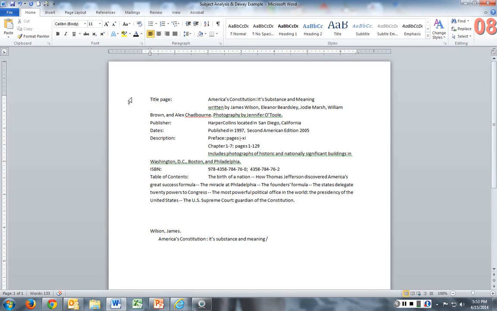Now, if I go back to my title page, it says written by James, Eleanor, etc. So what of that do you include? Well, I could include everything. I could include written by James, or I could just include by James. And either one would have been correct. I would have accepted it either way. I'm going to just select by James.